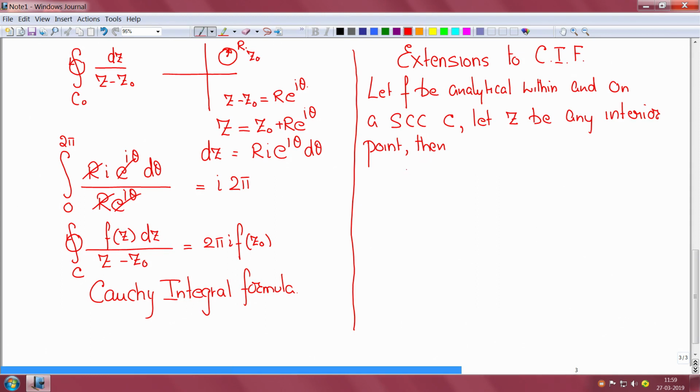Then we write this in a different set of variables. So, twice pi i f of z is equal to the integral over closed contour C of f of s by s minus z ds. We have written it in terms of z. Earlier we wrote it in terms of z0. Okay. Now watch what happens.